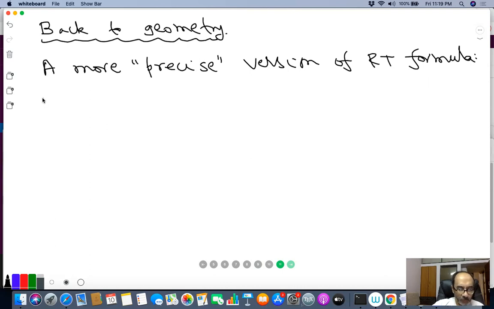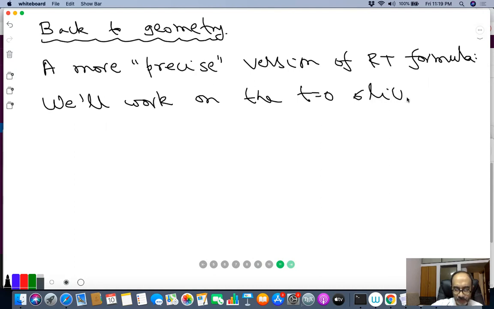But we will not work in general. So we will work on the t=0 slice of static geometry.